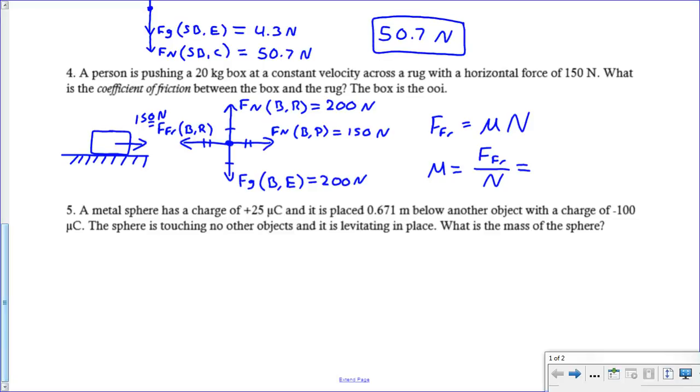So friction was 150. The normal force was 200. 150 divided by 200 is 0.75. There are no units on a friction coefficient, so nothing else there.